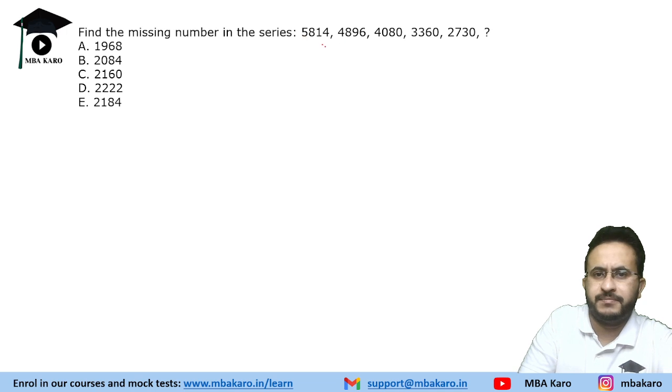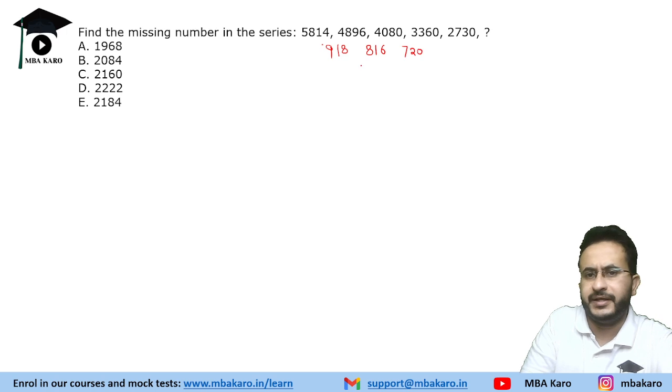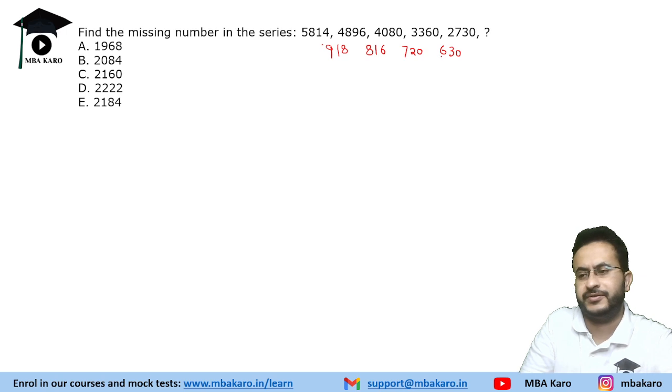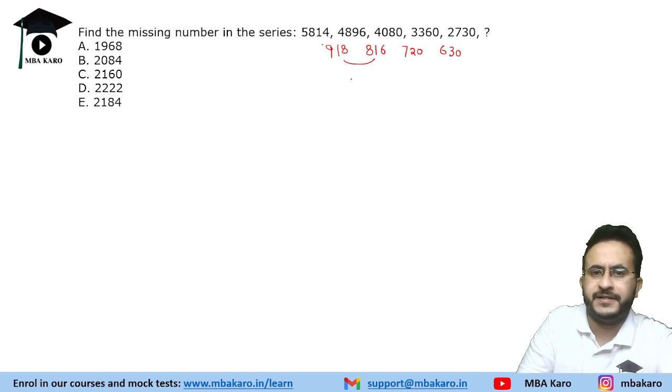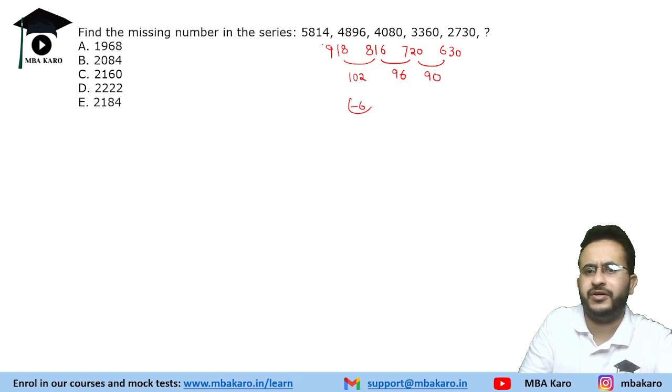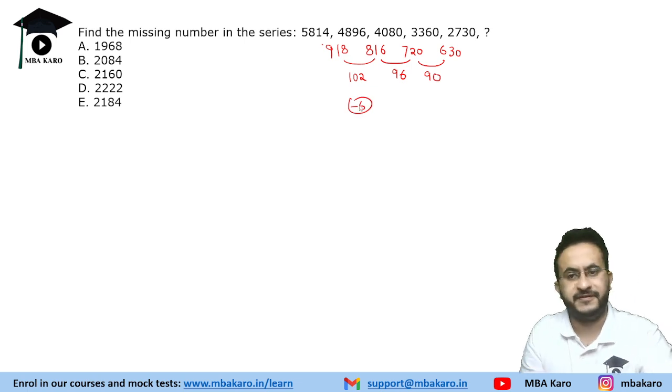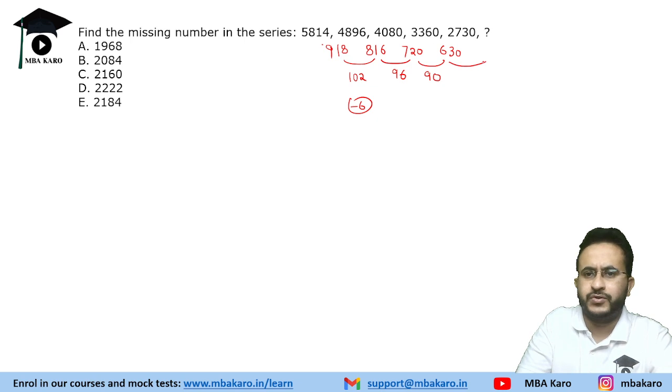So subtract this number, you will get 918. If you subtract this, it will be 816. This is 720, and then we have 630. So this is the difference. Now take the difference between two. This is 102. This difference is 96. This difference is 90. So what we notice is the double difference is going down by 6. So if you further reduce by 6, it should be 84.